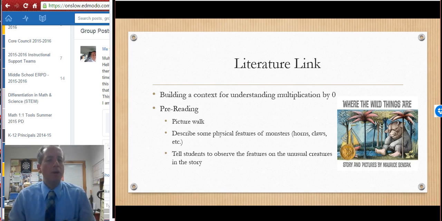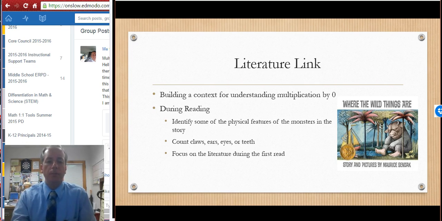So we're going to start by asking kids to do a picture walk. Let's look through this. How many of you have read the story before? What do you already know about the story? And we're going to really key in on, for the math part of this, the physical features of the monsters. The horns, the claws, the teeth, the eyes, all those little pieces, because we're going to use that in the math piece here. And we want students to observe the features on these creatures in the story.